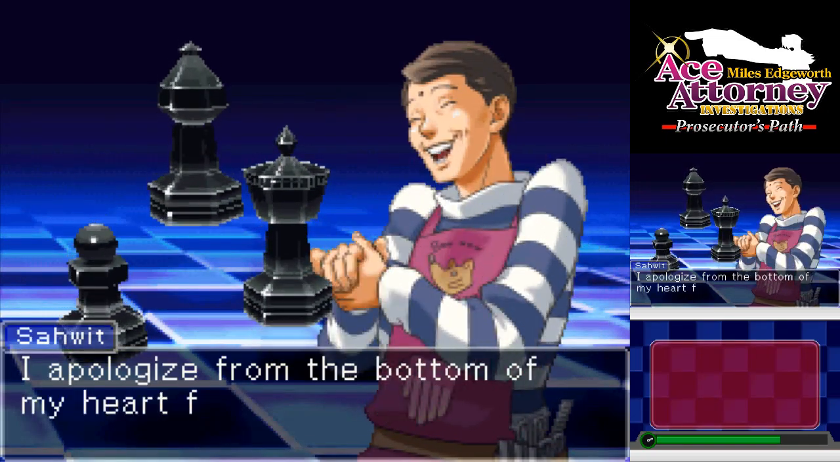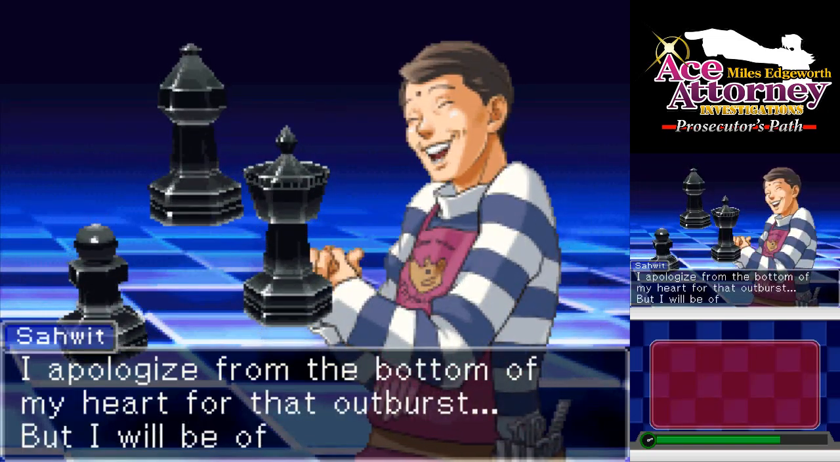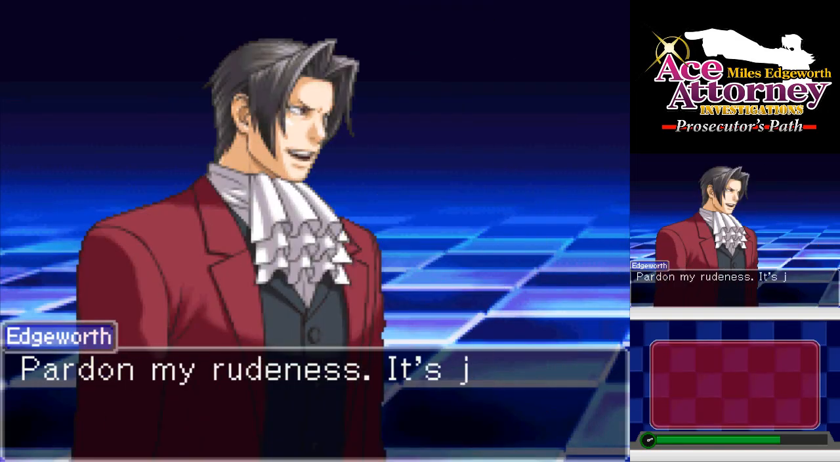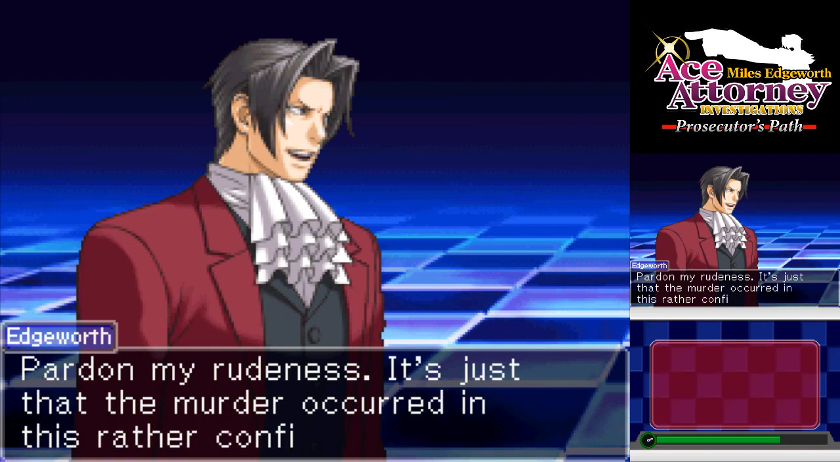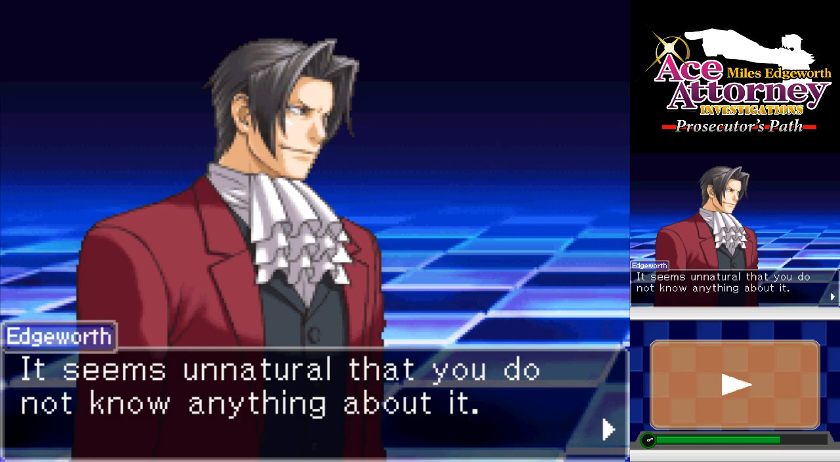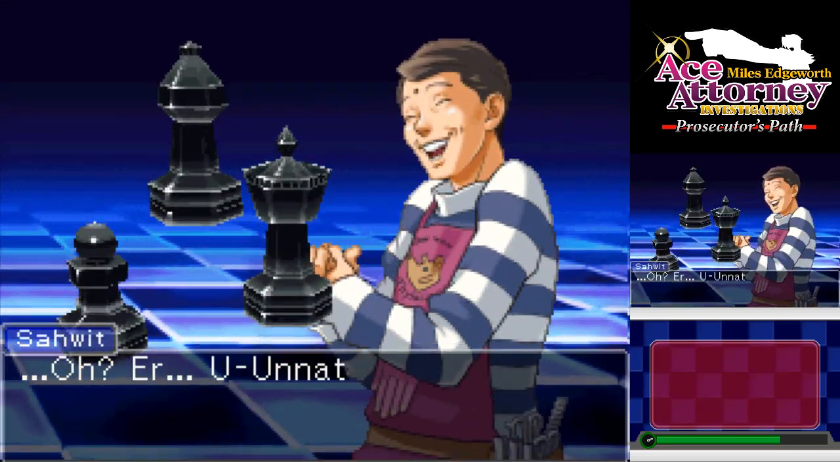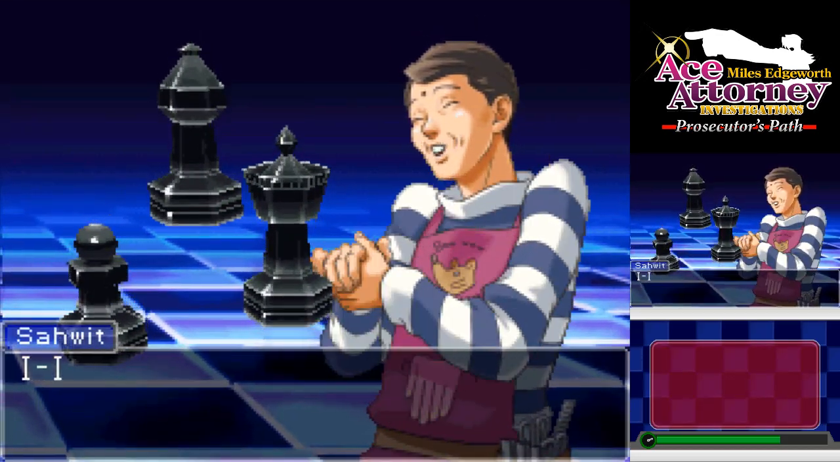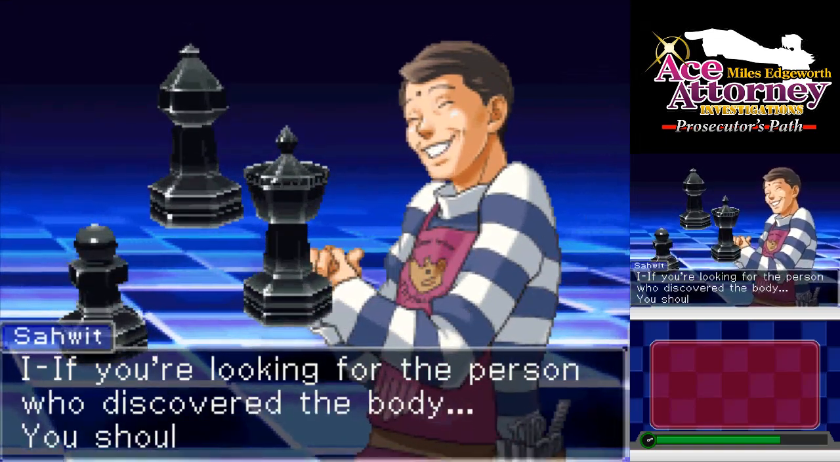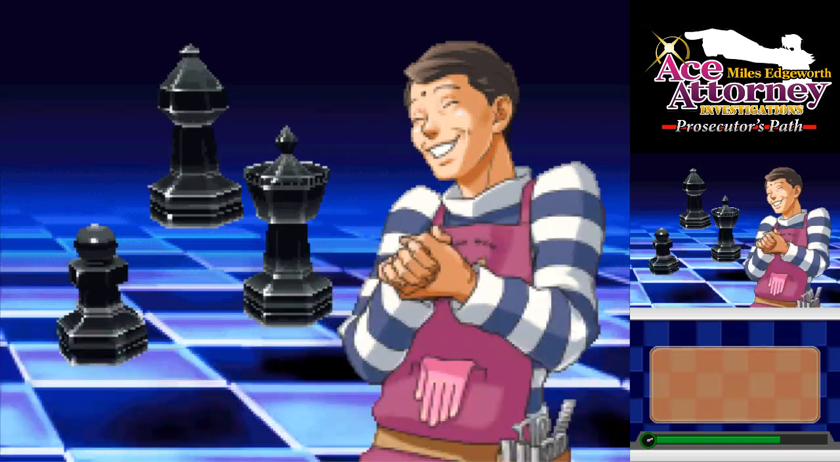I apologize from the bottom of my heart for that outburst, but I will be of no assistance. Pardon my rudeness. It's just that the murder occurred in this rather confined prison. It seems unnatural that you do not know anything about it. Oh? Unnatural? Is that so? If you're looking for the person who discovered the body, you should try someone else.